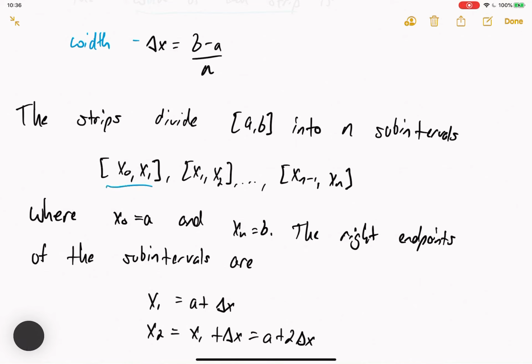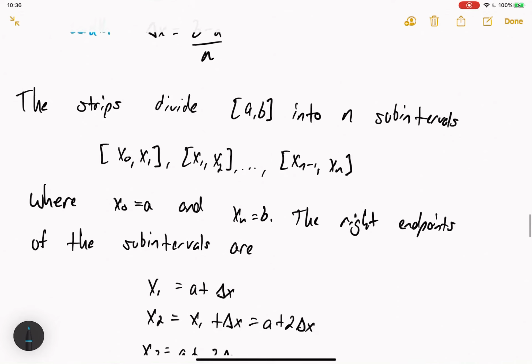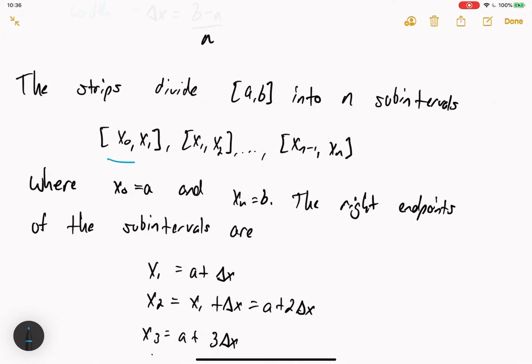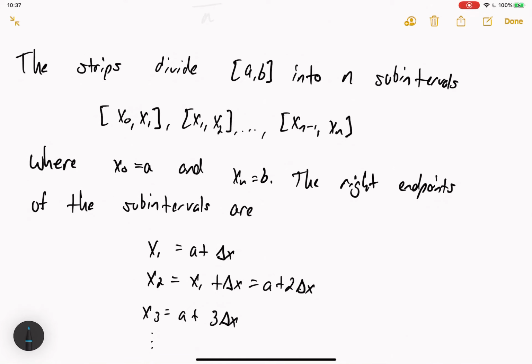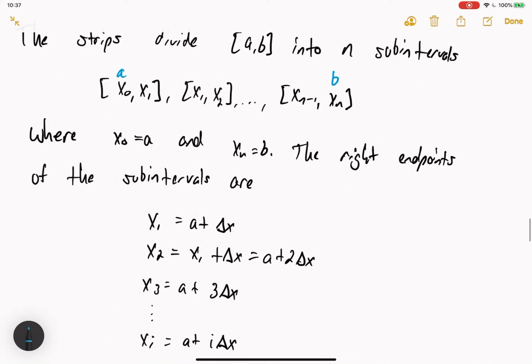And what I said before, we're going to use those x0, x1, x2, x_{i+1}, x_{n-1}, to xn. This is just a very general way of writing these subintervals. The right endpoint of one is going to be the left endpoint of another, because this is x1, this is also x1. The first point, x0, is going to be our a. The last point, xn, is going to be our b.